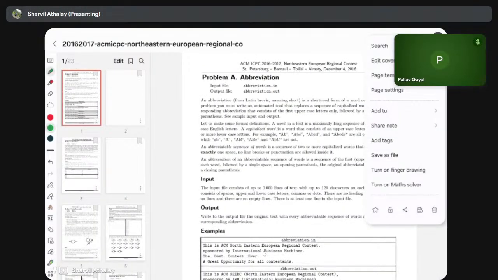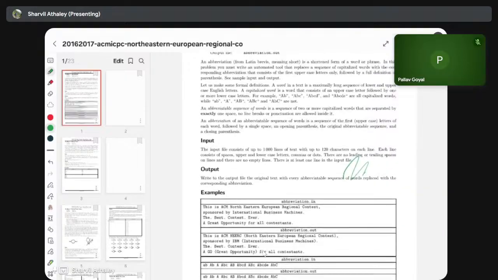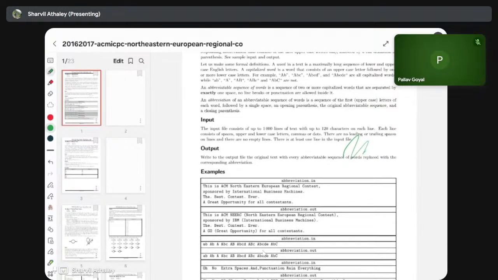So this is question A, and the question statement says that an abbreviated sequence of words is a sequence of capitalized words. A capitalized word is given in the question as a word that starts with an uppercase character and is followed by all lowercase characters only. So an abbreviated sequence is a sequence of capitalized words separated by exactly one white space.